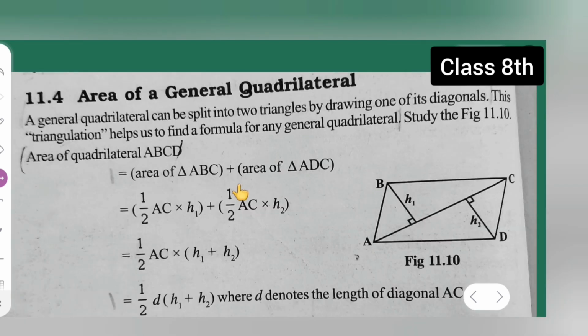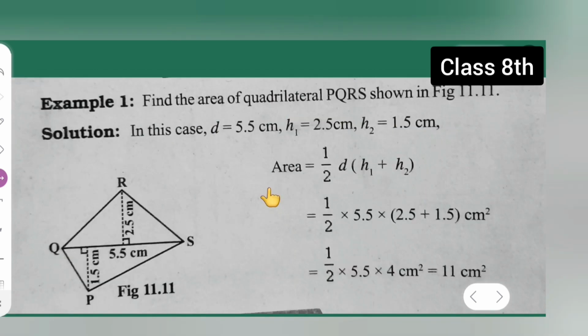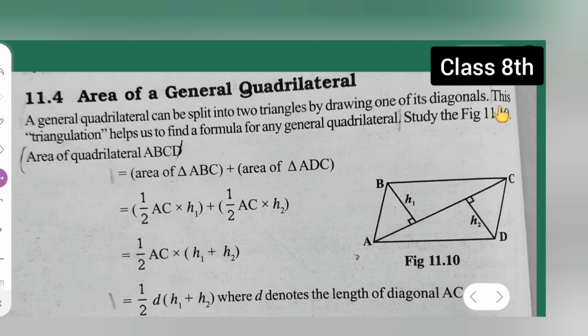Next is the area of a general quadrilateral. So a general quadrilateral can be split into two triangles by drawing one of its diagonals. This triangulation helps us to find the formula for any general quadrilateral. Okay. Now you all can see this figure, right? 11.10 over here.